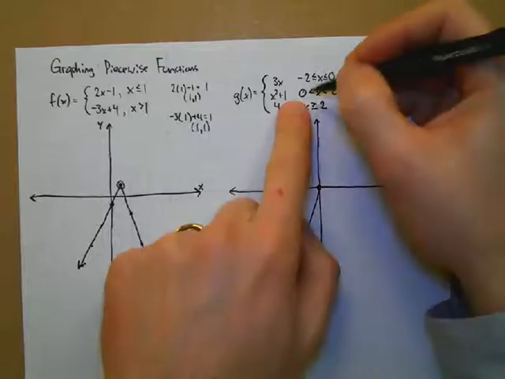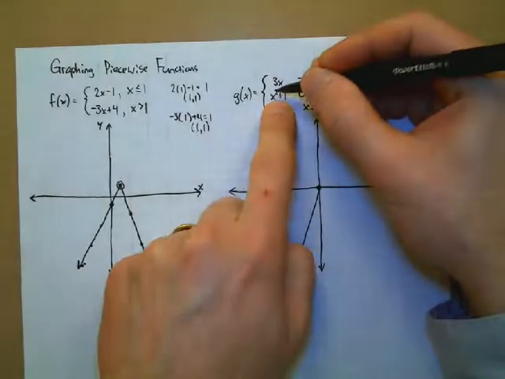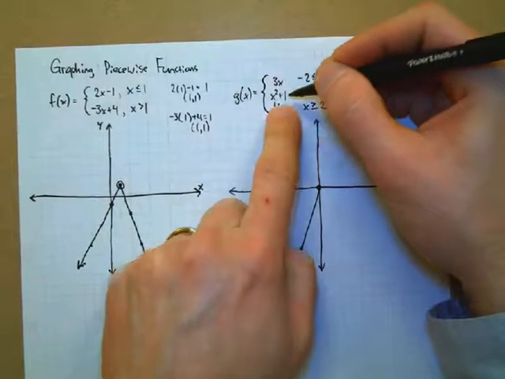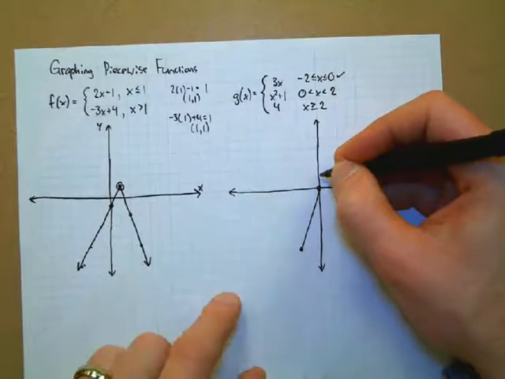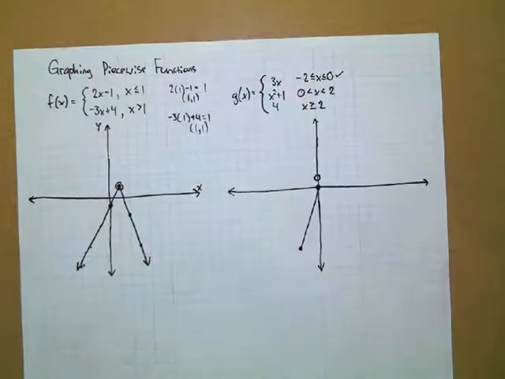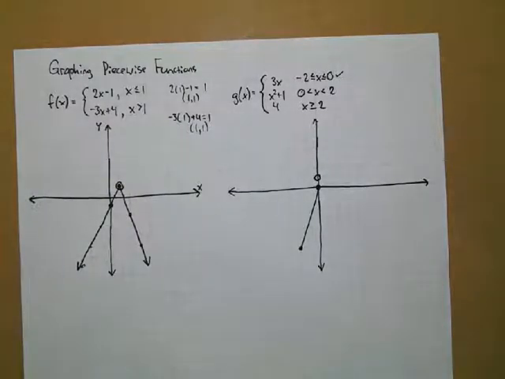Okay, now this graph is going to be part of a parabola, so there should be some curve to it. If you want to, there's an x value of 1 here that we didn't evaluate. I'll go ahead and do that. 1 squared is 1, plus 1 is 2, so we have the point 1, 2. And so we can kind of curve it out like that.